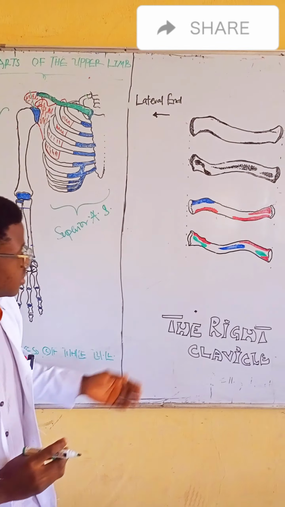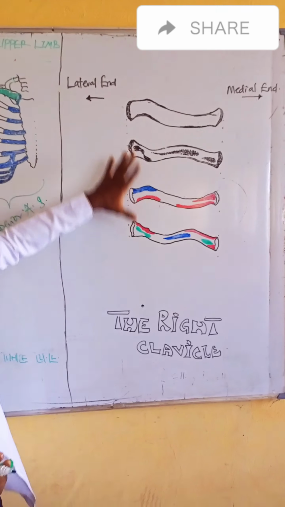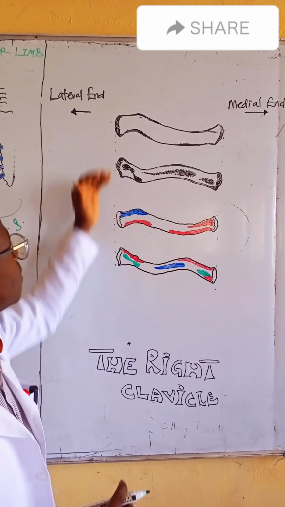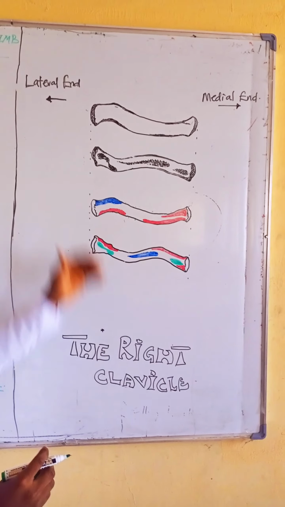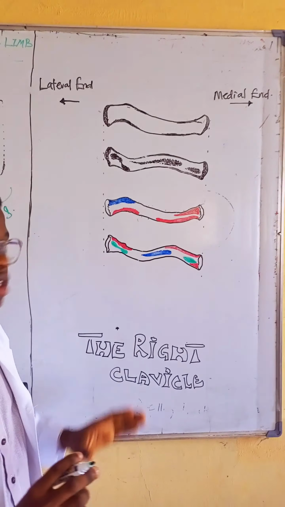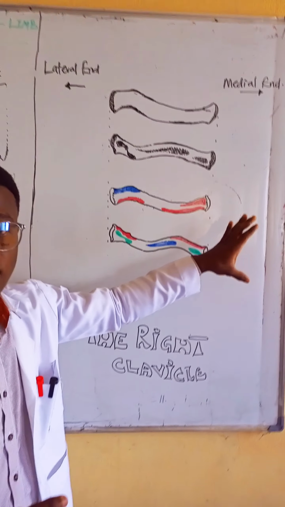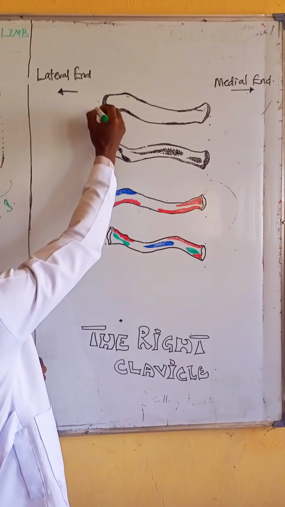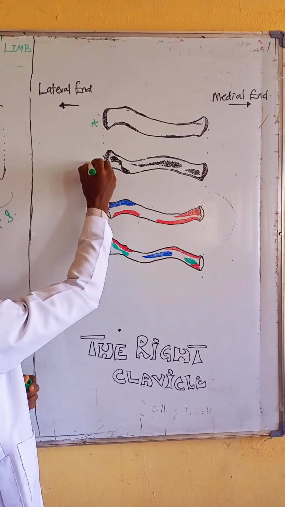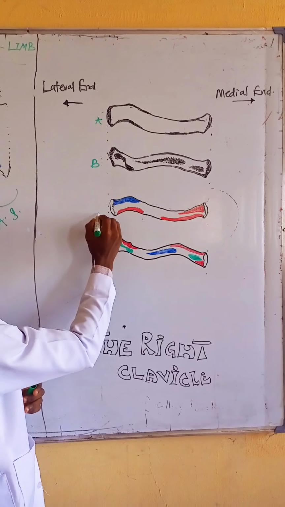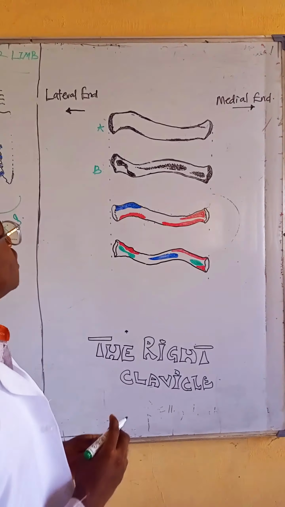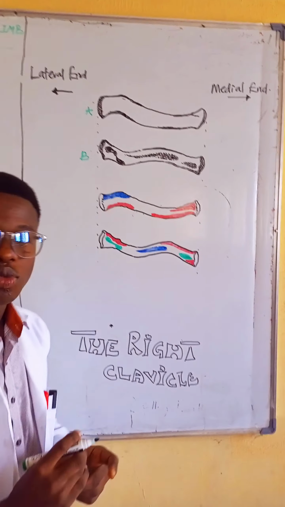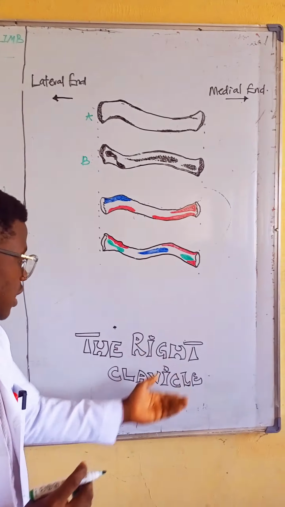And already this is the right clavicle and it's already drawn on the board. And we're having just four diagrams. The first two will be what we'll be considering here. Just manipulate these last two. Okay, so here will be A diagram, B diagram, and let's leave this part. The first structure that has been drawn there is the superior surface of the right clavicle.